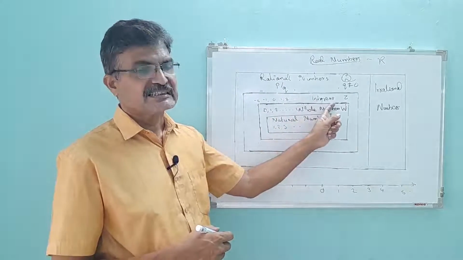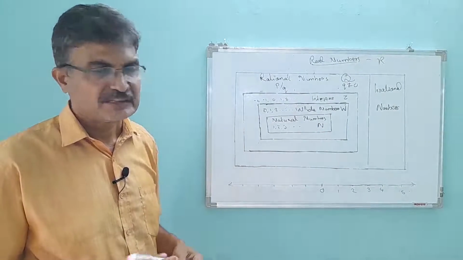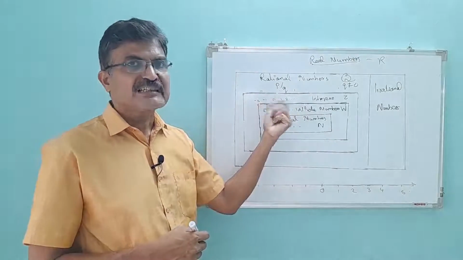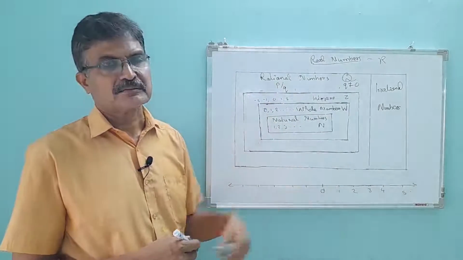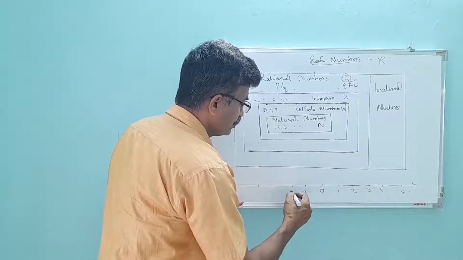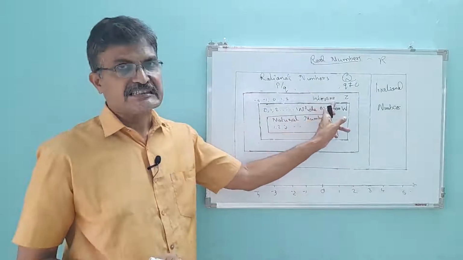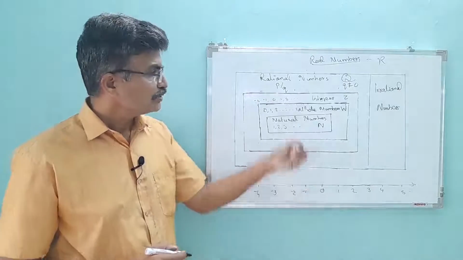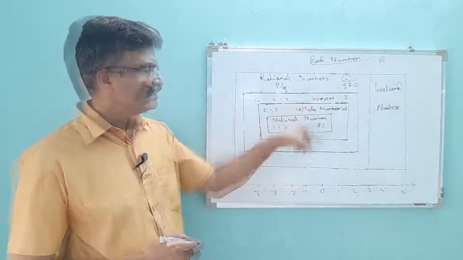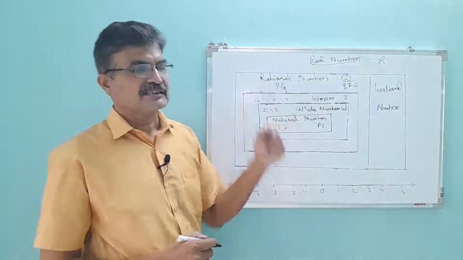Then come integers. They are represented by the letter Z, the first letter of the German word Zahlen, which means to count. It is the set of whole numbers along with the negatives of the counting numbers. It constitutes the integers. So all natural numbers are whole numbers. All whole numbers are integers. The reverse is not true. All integers are not natural numbers.